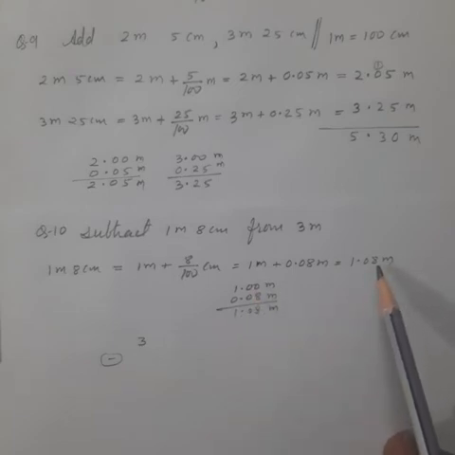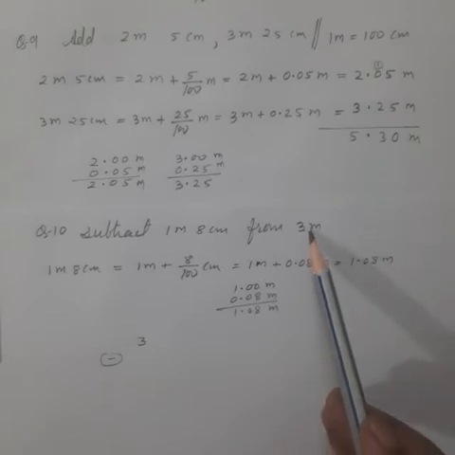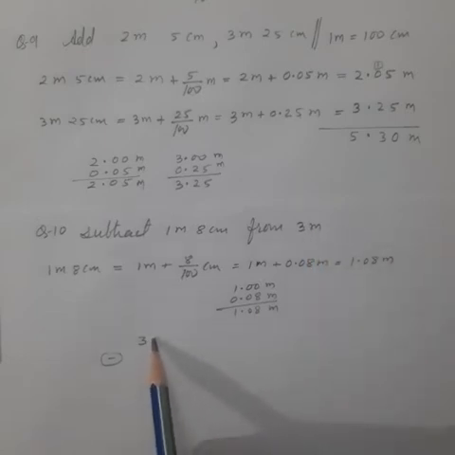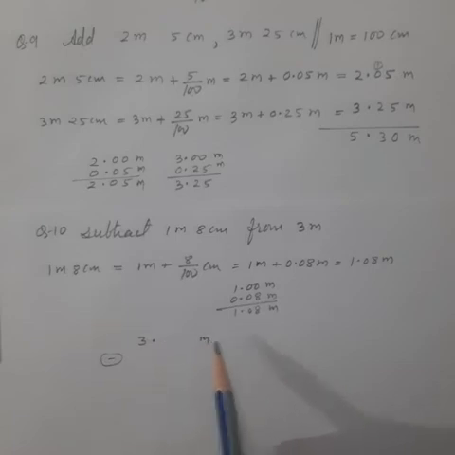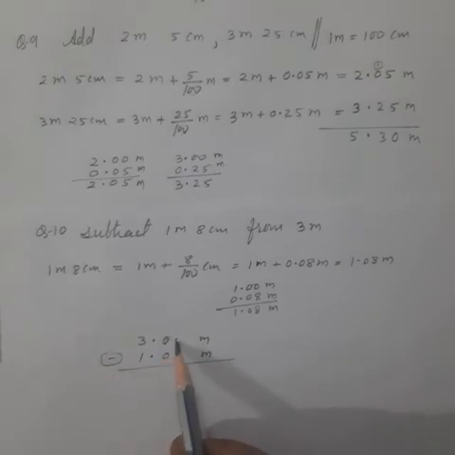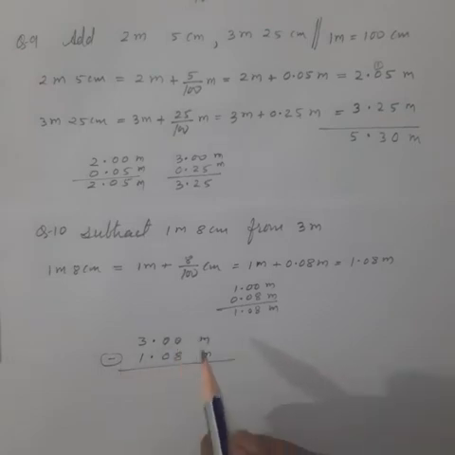Now we have to subtract this quantity from 3 meter. 3, point comes after ones place. This is in meters. Subtract 1, point below the point. 0 is at first place after decimal point and 8 is at second place after decimal point. It is also in meters. Make them like decimals. Insert here 0, 0. Now subtract. 0 is smaller than 8. Borrow 1 from here. 10 minus 8 is 2.